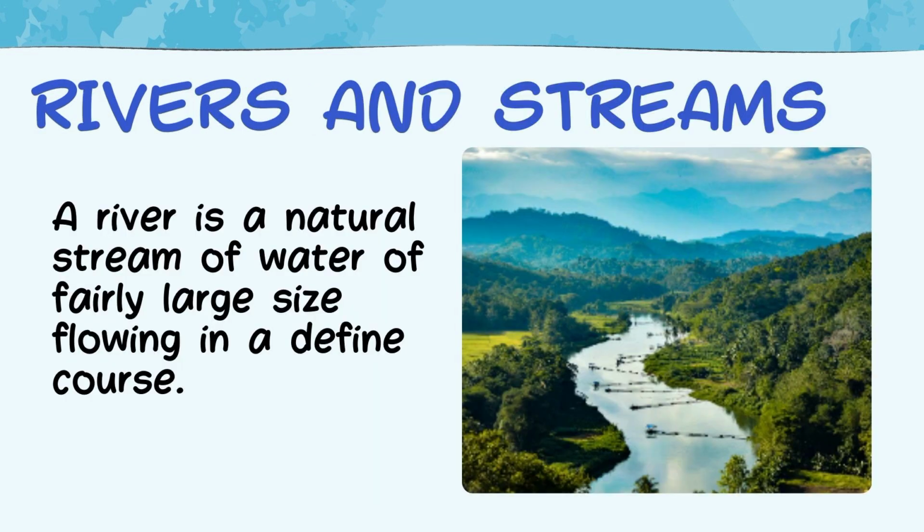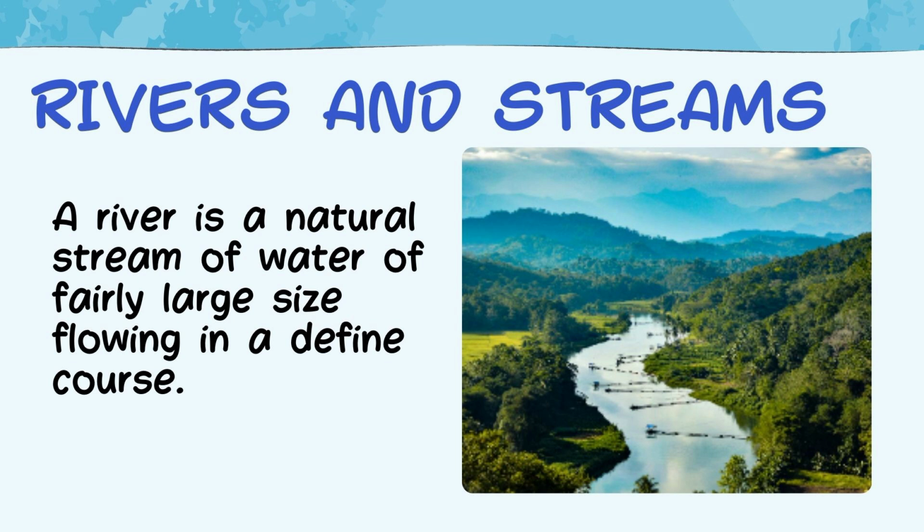Rivers. Rivers are natural flowing watercourses that typically originate from springs, melting snow, or rainfall. They flow downhill due to gravity, carving channels and shaping the landscape. Rivers play a vital role in the water cycle, transporting water from higher elevations to lower ones and supporting diverse ecosystems.